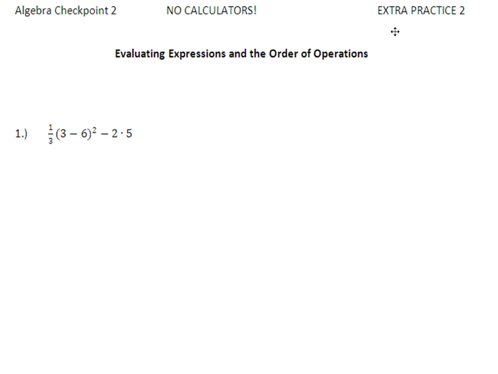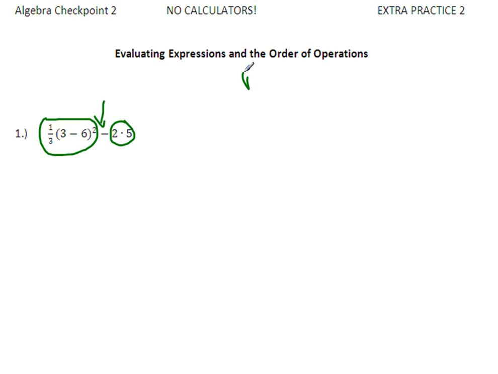All right, algebra checkpoint 2, we're going to evaluate expressions and we're going to do some order of operations. When we do these problems, I suggest if you see subtraction and addition problems, maybe circle or somehow group together the multiplications and stuff that are around it, so you know that those come first. You'll do the subtraction later on at the end.